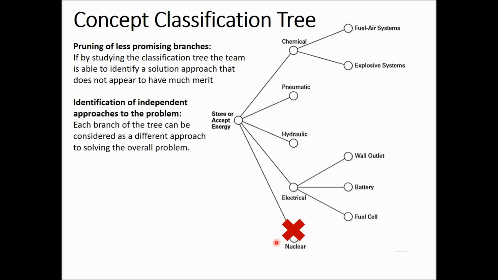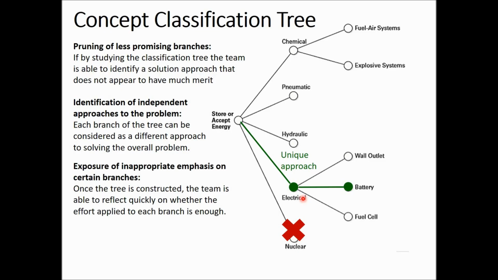And then you can identify these branches as independent approaches to solve the problem. For example, one path is a completely independent path to other paths, so it's a unique approach. Then by looking at this, you can understand whether each and every path is explored enough. That is, for example, if you look at the pneumatic option, which is a promising option for handheld tools, as of now it is not explored enough.